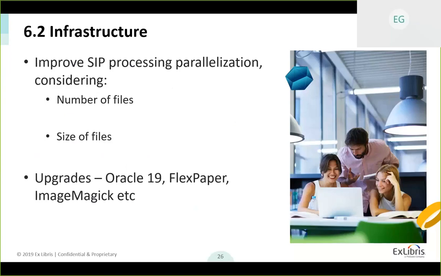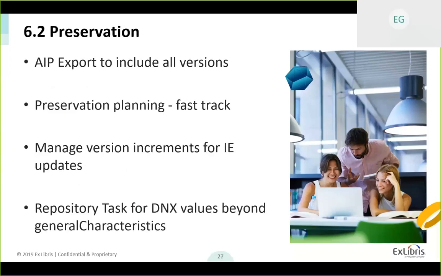In addition, we are having upgrades to Oracle 19 and other third parties like FlexPaper and ImageMagick, which is also around defects which have come through from those third parties and should be resolved in the latest and greatest. Preservation, we are providing the ability to export AIP to include all the versions, not only the latest, and we are currently working on the design for this with the working groups.